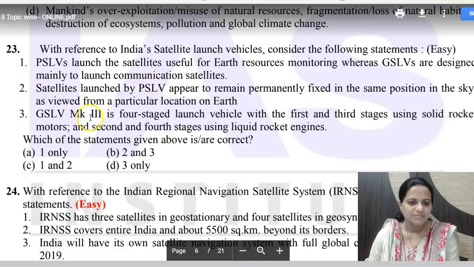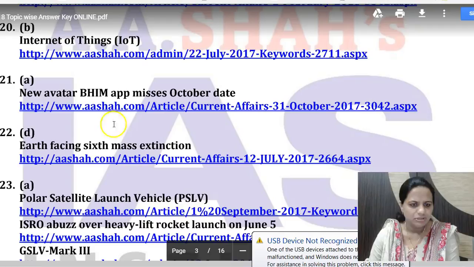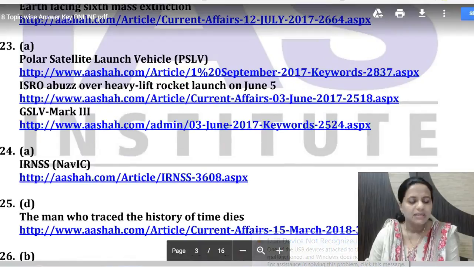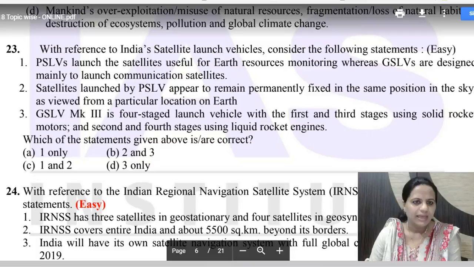And third statement, GSLV Mark III is a four-staged launch vehicle with the first and third stages using solid rocket motors and second and fourth stages using liquid rocket engines. So here again, you should know GSLV Mark III had been in news. We had also covered it, you can see. So here, the thing is that GSLV Mark III in its third stage has cryogenic engine. So cryogenic is not in solid form. So third statement becomes incorrect. So here again, the correct option is A. So B is incorrect, C, 2 is incorrect, 3 is incorrect. So only correct answer is 1 only, A.